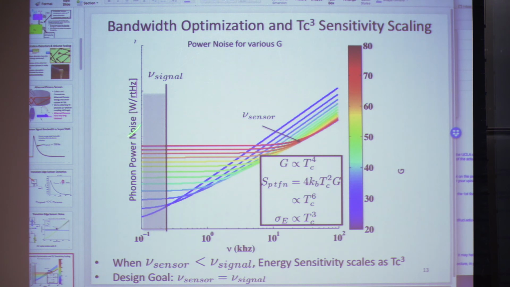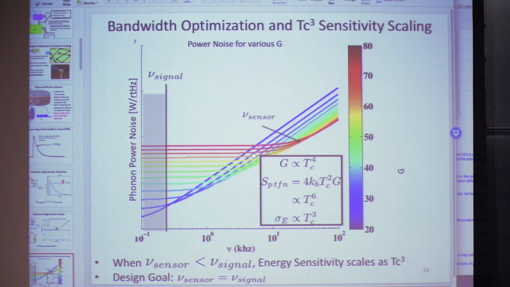And if my signal is all very low frequency, then I want a bandwidth match. I want to say, oh, let's drop my sensor bandwidth to my signal bandwidth. I want to make these things go together. And I want to design a system that is down here. So you just go through the math. Your G, your thermal conductance, goes as T to the 4. Your noise goes as T squared G, so it goes as T to the 6.